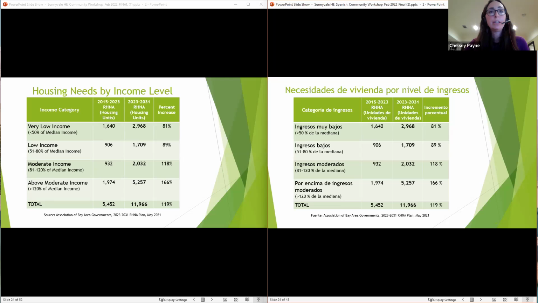Your lower income RHNA, which is collectively your very low and your low income categories combined, is about 39% of the city's total RHNA. And these are the income categories that are really the hardest to meet. So a lot of the attention in the housing element and in the sites inventory is focused on how we're going to meet the lower income RHNA. Next slide, please.